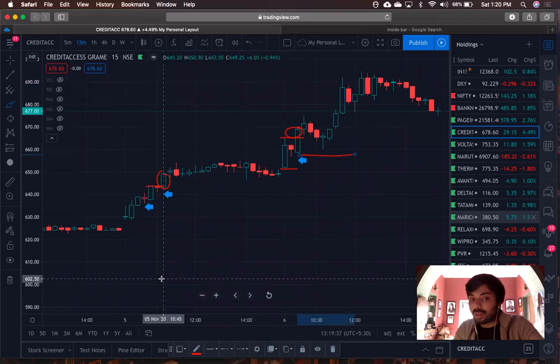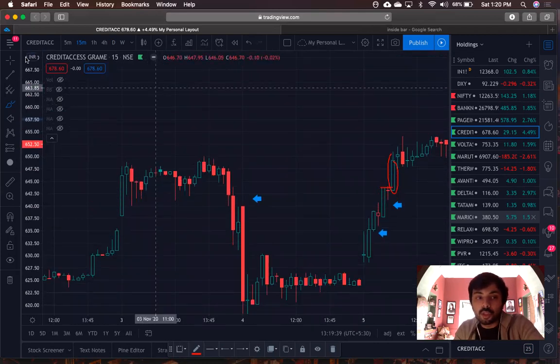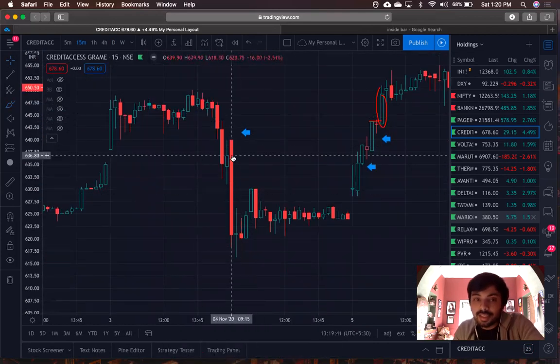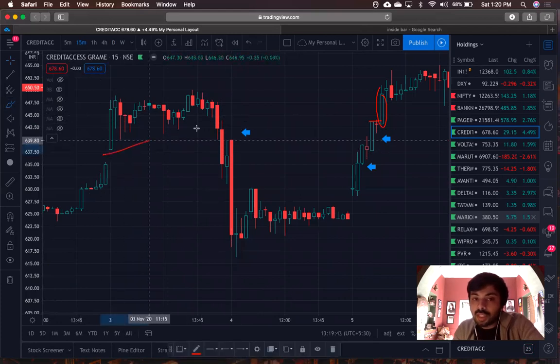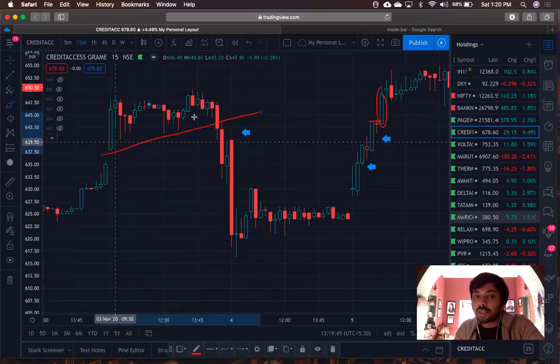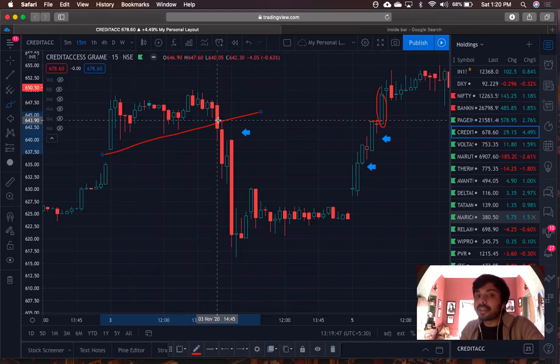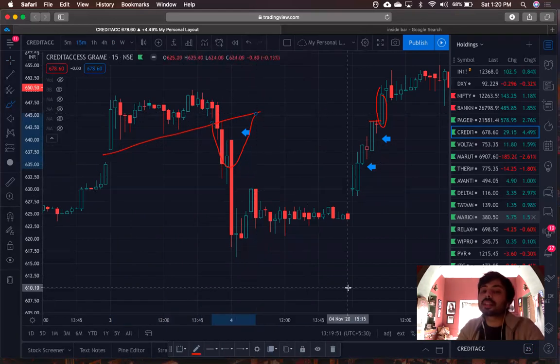extraordinary. On the downside, an example I can show you on Credit Access is this example. You saw a breakout that was happening. So this is a trend line breakout that happened. So when can you enter in this trend line breakout? A lot of people try to wait for a retest, but the retest never happened.